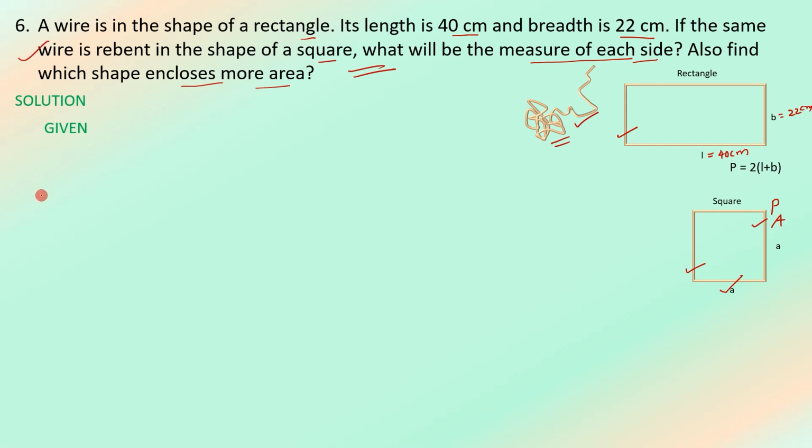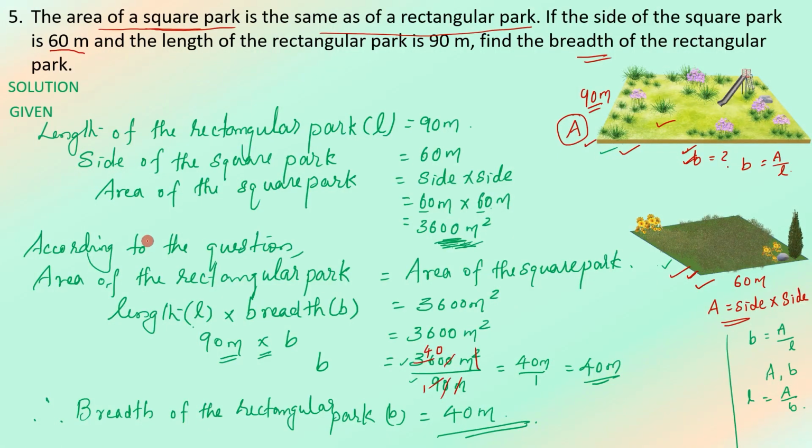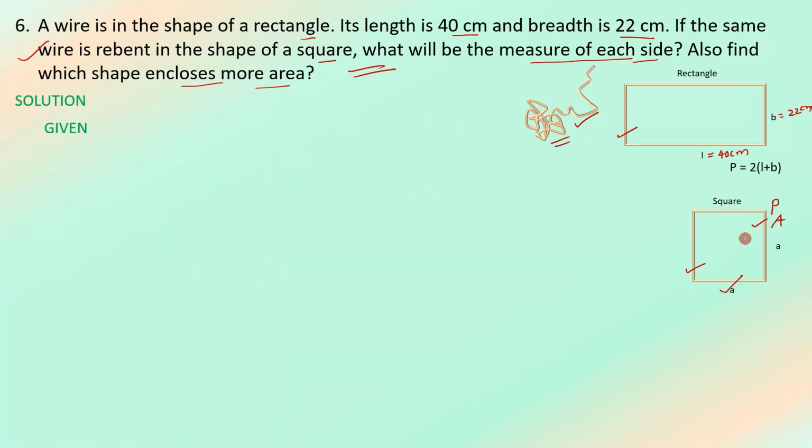This question is a bit similar to the previous question. Here we had to find the breadth of this rectangular park. For that we needed area or perimeter of this rectangular park. And according to the question, we got the area of this rectangular park by finding the area of this square park. In the same way, here also we need perimeter or area of this square for getting the measure of each side.